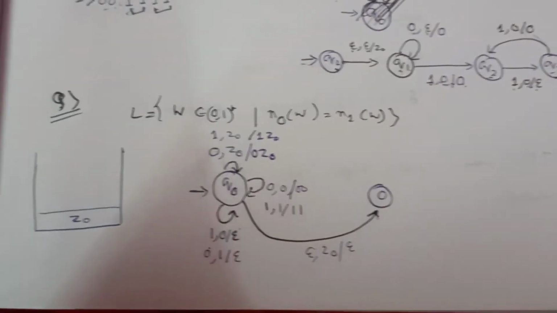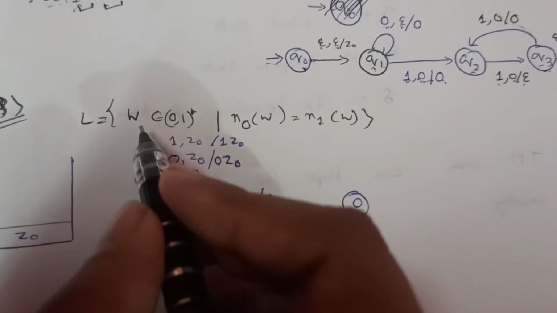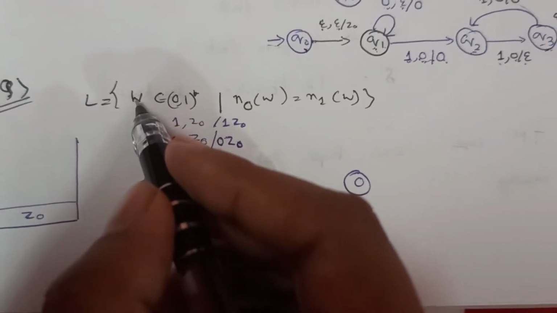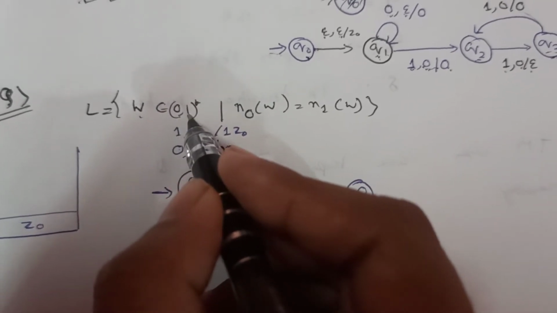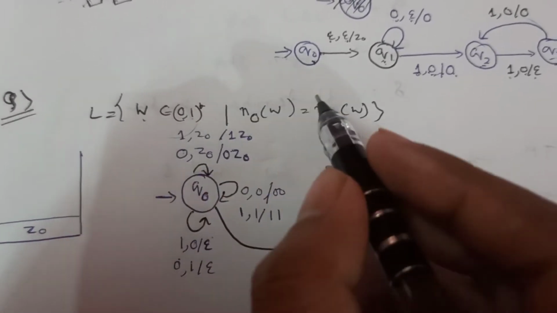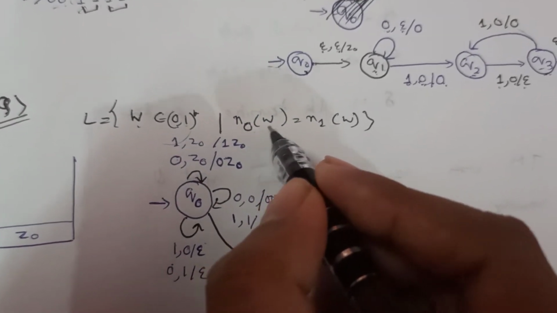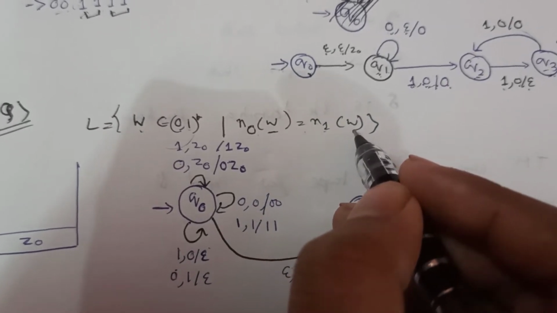Now let's check another similar example for PDA. Here it is saying that we have a language, a string w, which has 0 and 1 in it. This is a combination of 0 and 1, where the number of zeros inside w is equal to the number of ones inside w. So how do we do that?